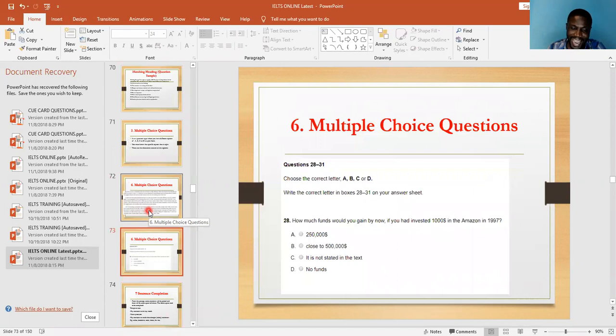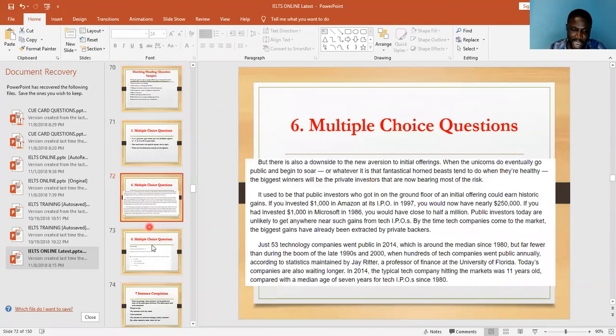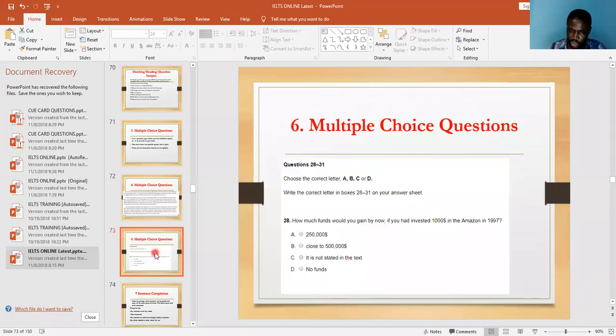So this is a reading passage, and from this reading passage I've been able to extract this question. I couldn't bring all of them along, but according to this question, it said: how much fund would you gain by now if you had invested $1,000 in Amazon in 1997?